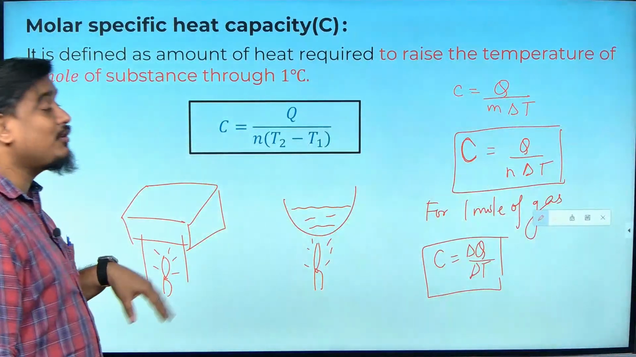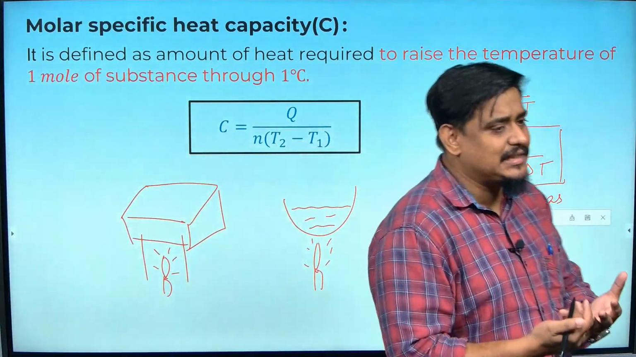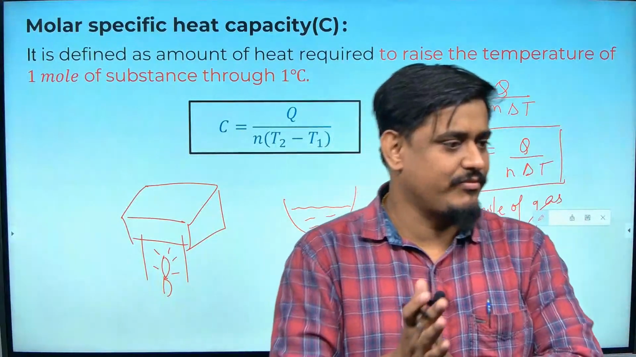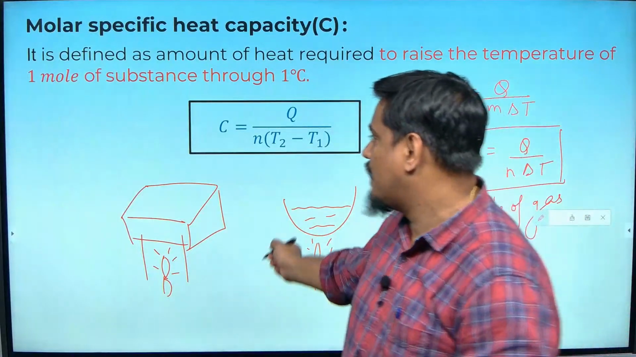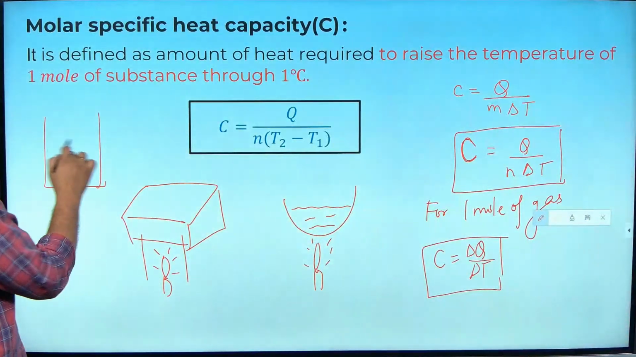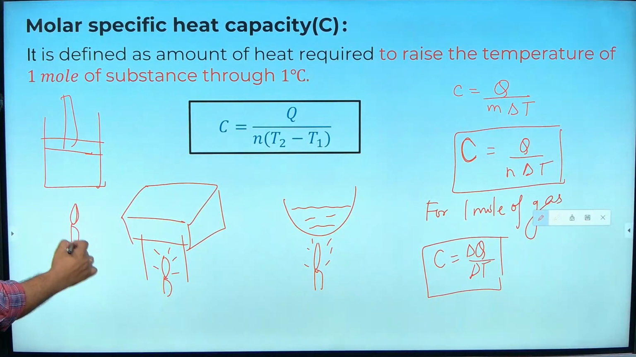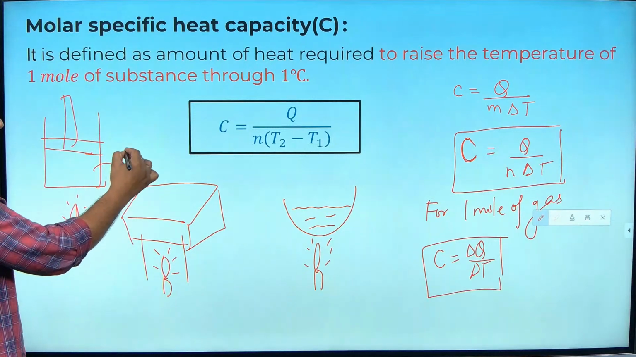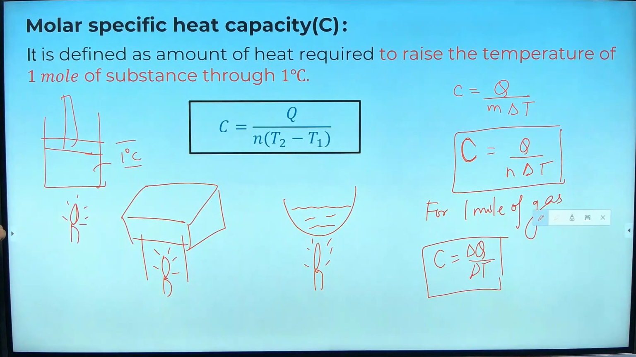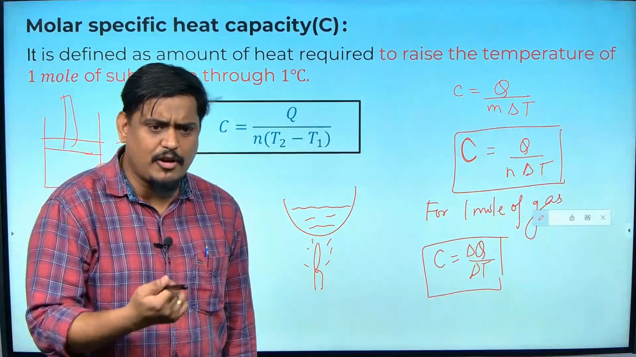Now, we are talking about gases. The thing with gases is that when you are heating a gas, there are 2 possibilities. One thing is you can keep the volume constant, that is you have the system and you lock the piston, this will not be moving, and then what you do? You supply heat and check how much heat is supplied to increase the temperature by 1 degree Celsius. That will be called as molar specific heat at constant volume, because volume is not changing.